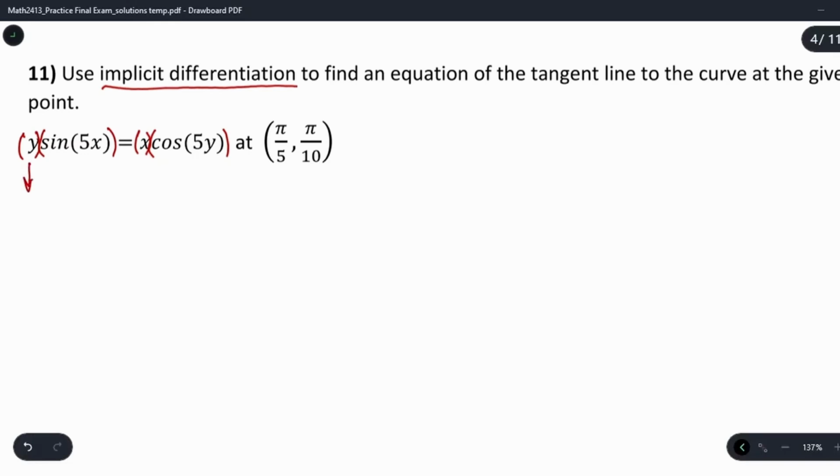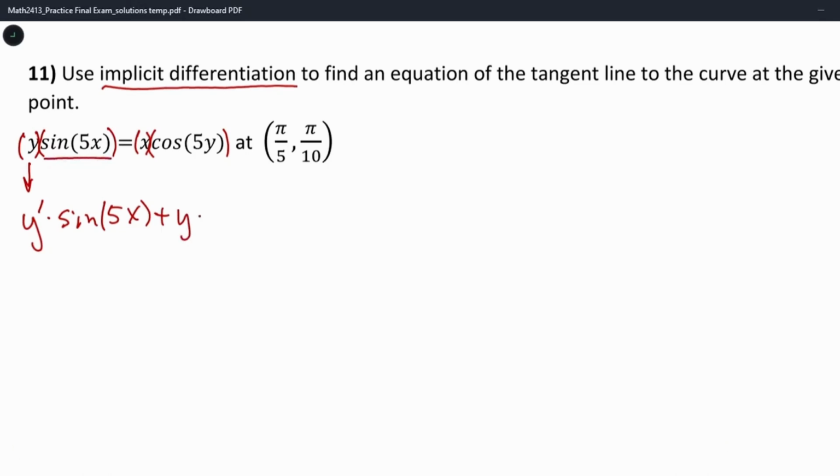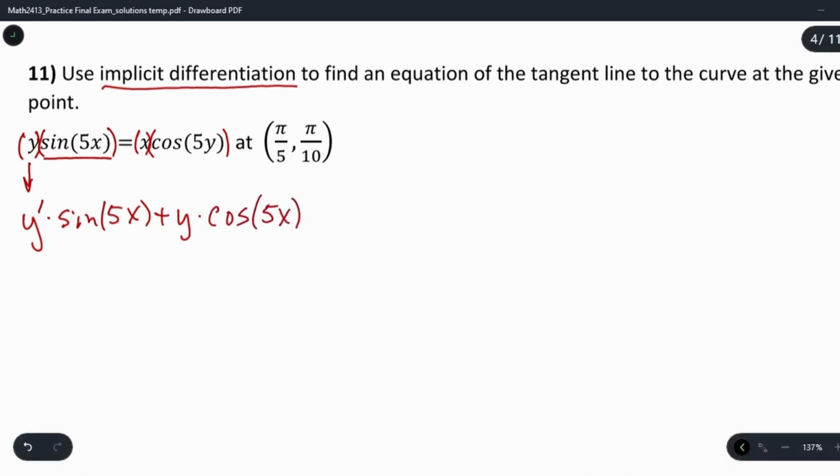First, the derivative of the first. The derivative of y is 1. But since it's a y, we have to attach a y prime. We have the derivative of the first times the second plus the first times the derivative of the second. And since the angle is not just x, we will have to use the chain rule. So the derivative of sine is cosine. The stuff inside stays the same, multiplied by the derivative of the angle, which is 5.